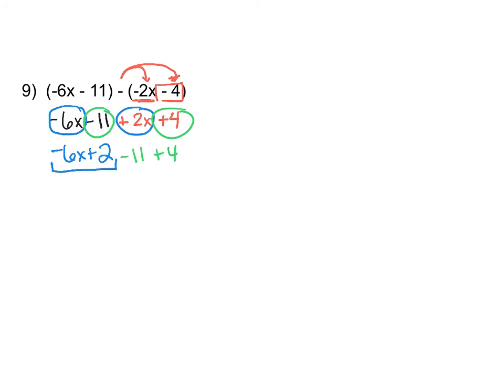Let's combine my x's together. So I have a negative and positive, so I'm going to subtract. So 6 minus 2 is 4. So this should be an x. And then I have 4x, and there are more negatives, so it's negative 4x. Next I have negative 11 and 4. There's negatives and positives, so therefore I'm going to subtract in my head. So I get 7. There are more negatives, so therefore my answer is negative 4x minus 7.